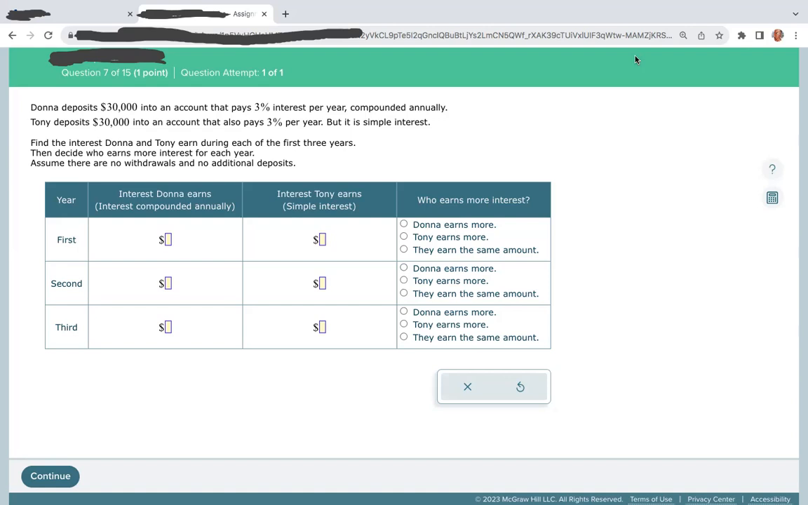The first thing I want to mention is this, guys, the columns. The one on the right side is Tony, and the one on the left is for Donna. It switches from time to time, so I just want you to be aware of that. Tony might be on the left, and then Donna might be on the right. So it just depends on your problem. See, Tony's on the right, Donna is on the left over here. So be careful with that.